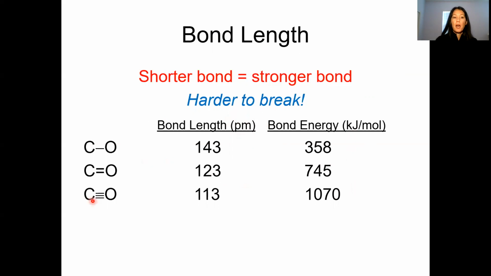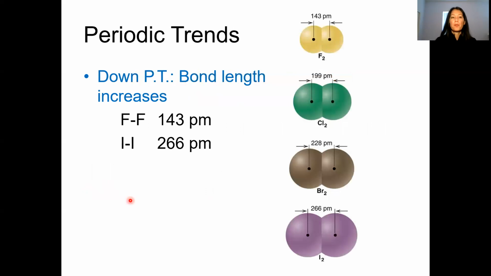So again, in this case, a triple bond is the strongest, then a double bond, then a single bond. And the connection is the triple bond has a shorter bond, so the shorter the bond, the stronger the bond. It's just harder to break them apart. They're closer together. Plus and minus are closer together.